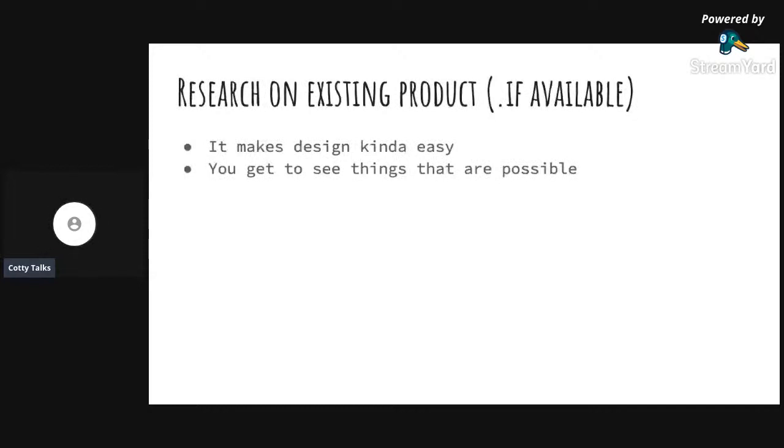Then you get to see things that are possible. For example, during the brainstorming process with your team members, they were considering whether a particular design would work for something. But looking at products that have been made already, you can see, okay, this is actually possible. Since these people did it on theirs, I can implement it on my own design.